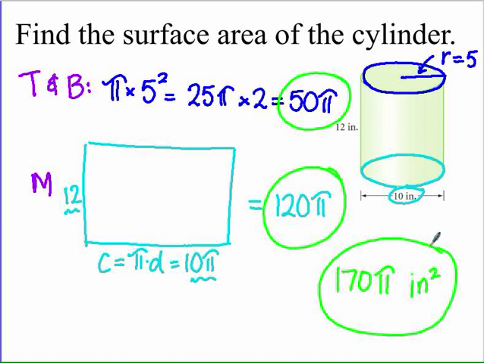Now, could you answer that in terms of pi, or could you use the pi button and get decimal answers? Yeah, you could. I think this is a little faster. You don't have to worry about having decimals and rounding. Questions?